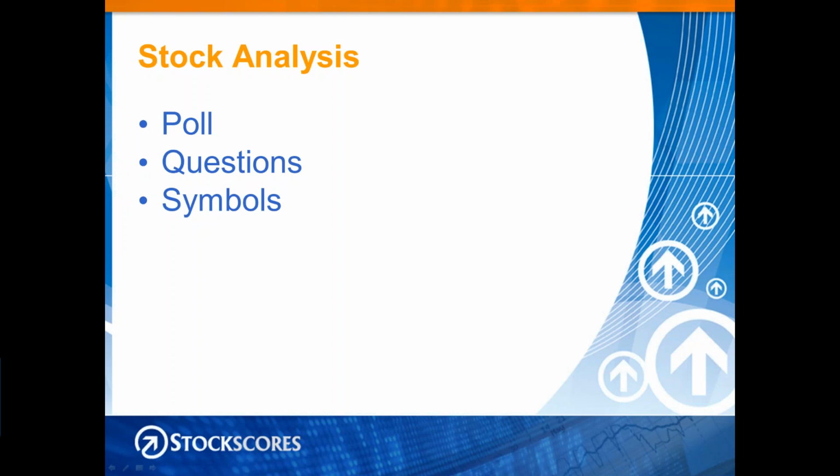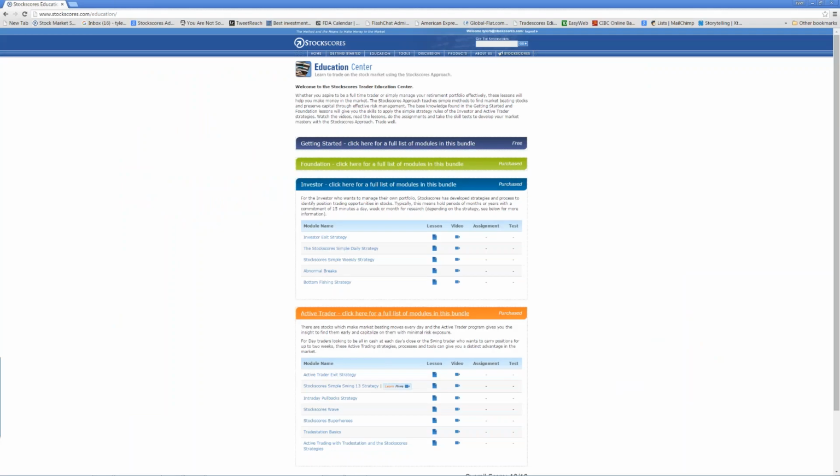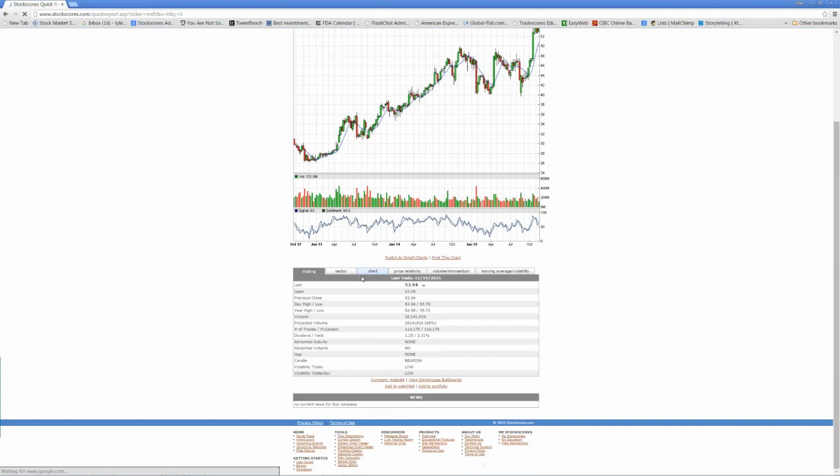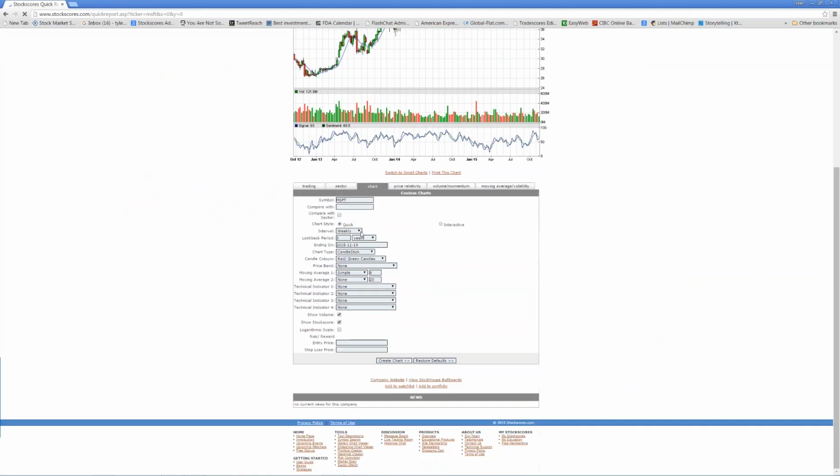So now what I'm going to do is try to answer some questions. I'm going to jump back to Stock Scores so I can bring up some charts. I'm going to take my chart back to a daily chart because I had set it to a weekly chart. So let me just do that quickly. I'm going to go in here, go daily, 8 month, and create chart.